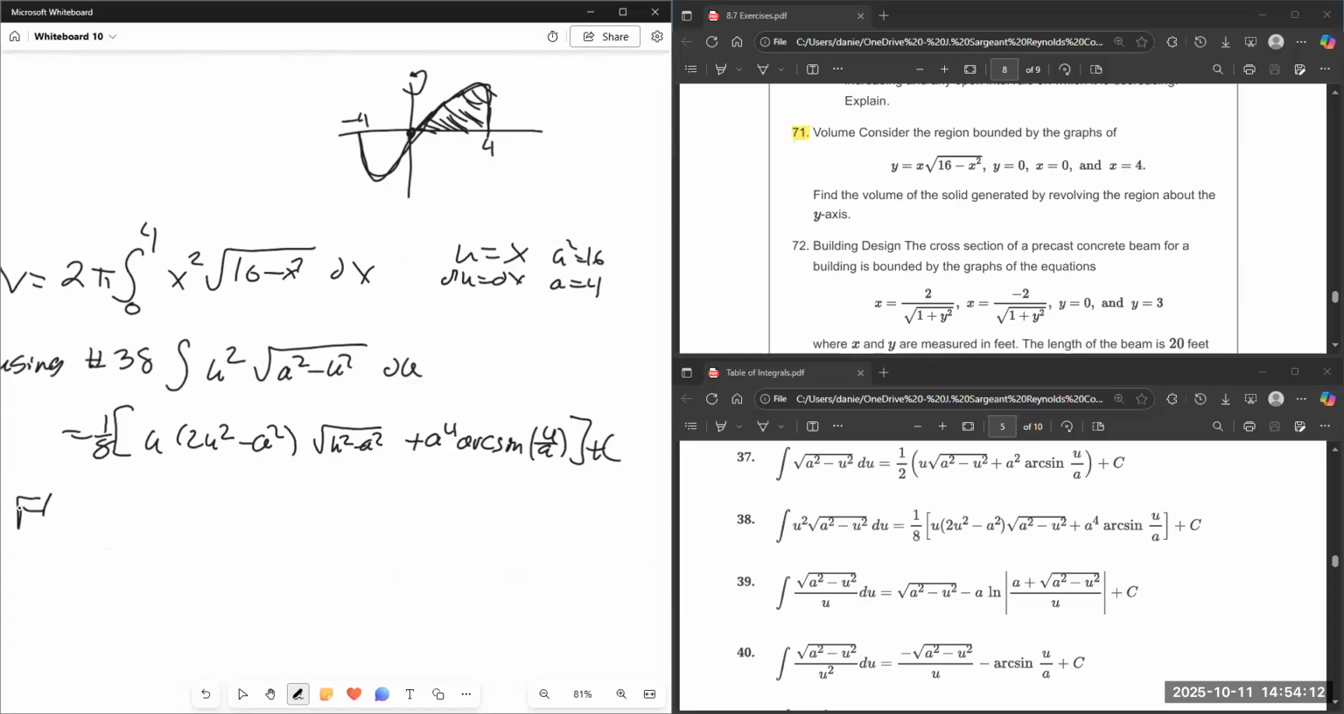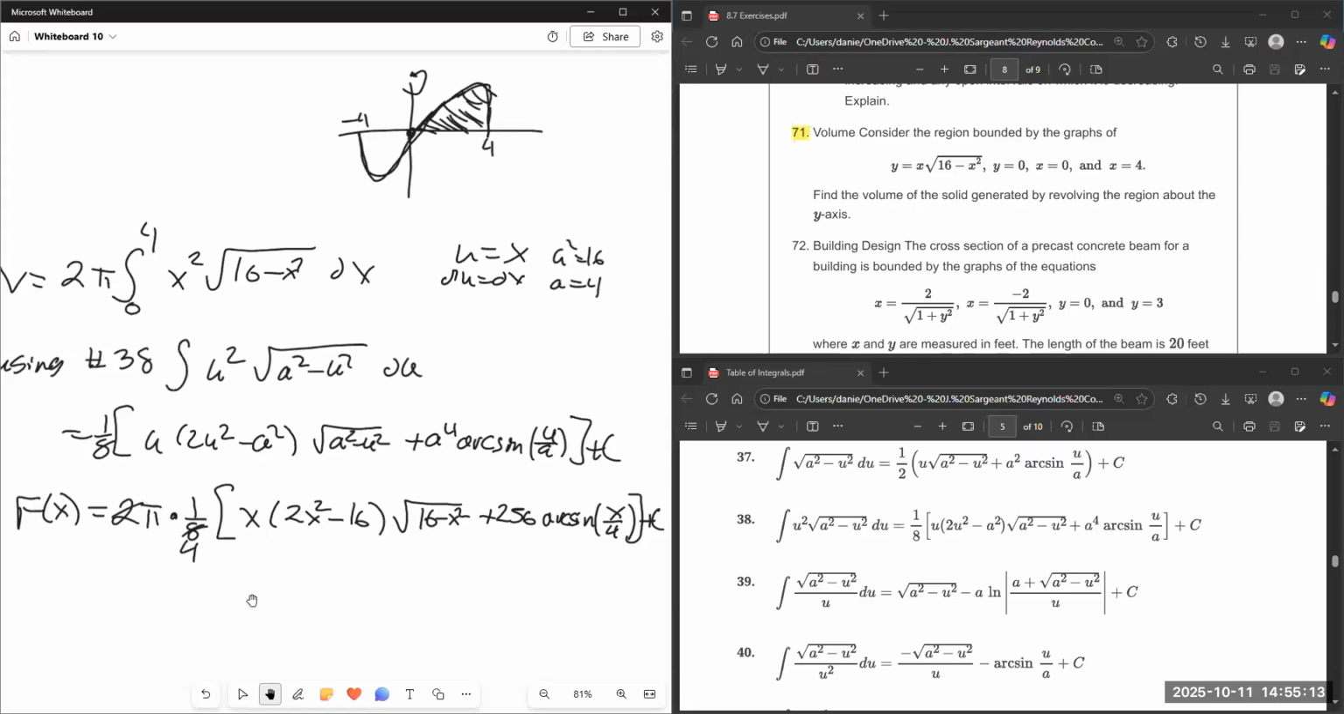So capital F of x is 2 pi times 1/8 times x times 2x squared minus 16 square root of, should say a squared minus u squared, 16 minus x squared, plus a to the 4th, so 256 arc sine of u over a, which is x over 4, and all that plus C. So we have pi over 4 times all this stuff.